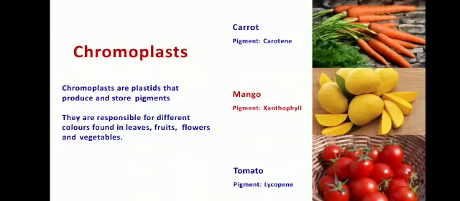For example, the carrot expresses its own color by the pigment called carotene, and the mango has yellow color by the expression of xanthophyll pigments, and then the tomato has red color, meaning it expresses the pigment called lycopene.